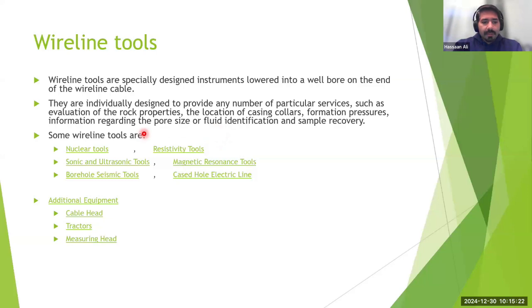Some types of wireline tools are nuclear tools. They have different types of nuclear sources that can be used to shoot neutrons into the reservoir, get them back, and determine the formation properties. There are electrical resistivity tools. There are different types of sonic and ultrasonic tools, magnetic resonance tools, and then different types of seismic tools and cased hole electric lines, which can be used to determine different formation properties.